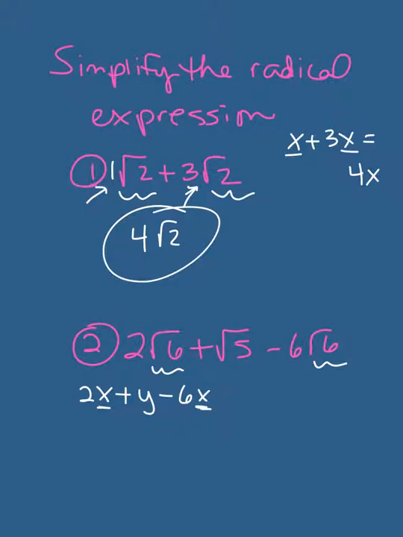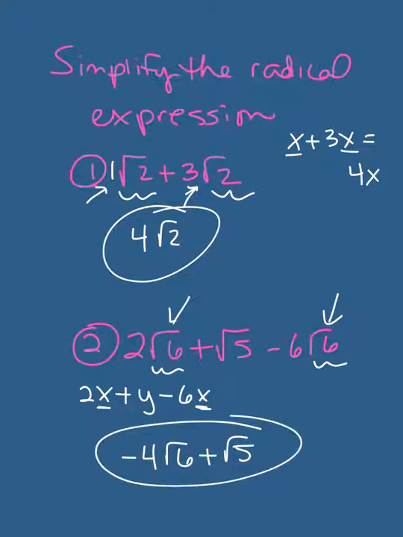My y is a variable, but it's not exactly the same as an x, so I can't combine it. Just like I can't with the radicals. I have root 6 and root 6, which are the same, so I can combine them. So I have 2 root 6 minus 6 root 6, which gives me negative 4 root 6. And then I have my plus the square root of 5, which is my final answer.